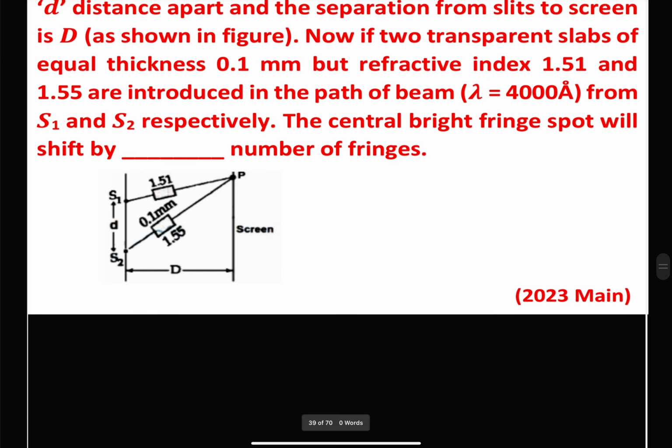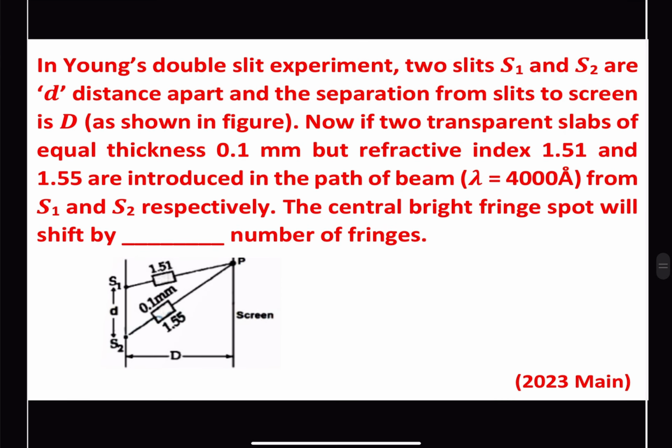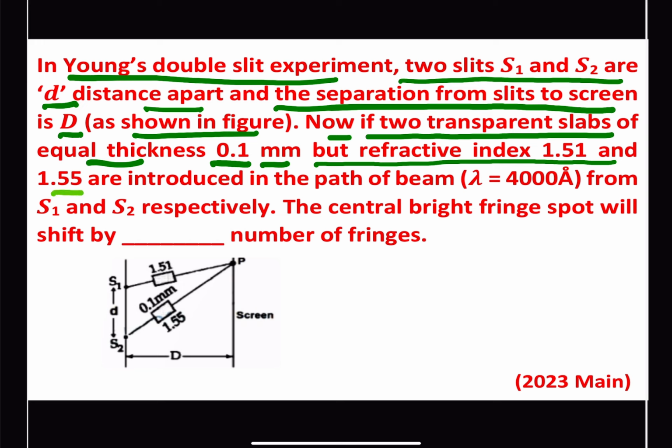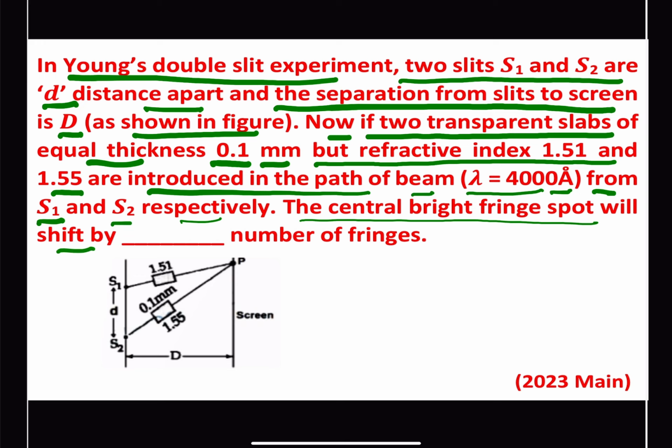Next question. It states that in Young's double slit experiment, two slits S1 and S2 are d distance apart, and the separation from the slits to the screen is capital D, as shown in the figure. Now if two transparent slabs of equal thickness 0.1 millimeter but refractive indexes of 1.51 and 1.55 are introduced in the path of beam, lambda is 4000 angstrom, from S1 and S2 respectively, the central bright fringe spot will shift by dash number of fringes.